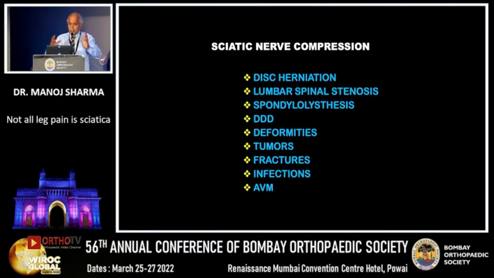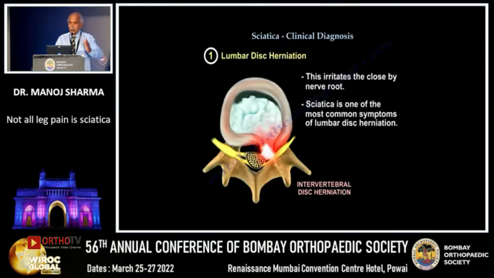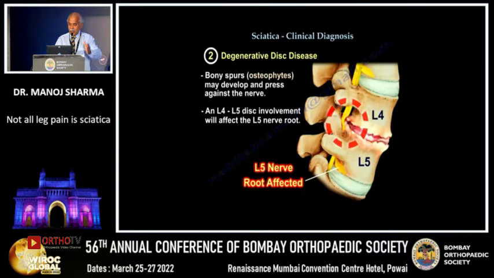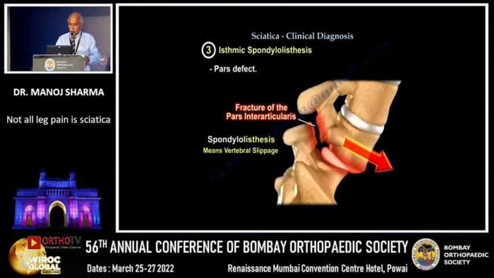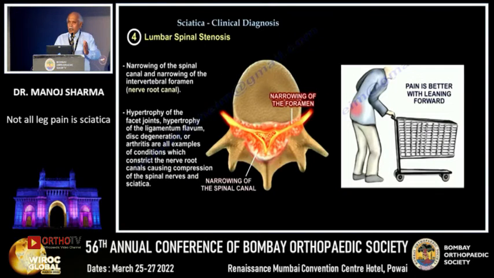Now, the common causes which compress the sciatic nerve. Lumbar disc herniation, SLR is positive, corroborate with the MRI. DDD, the osteophyte can compress the nerve. Spondylolisthesis, we know it can cause the leg pain. Spinal stenosis, we know, typical claudication, that's why patients prefer to bend in front.